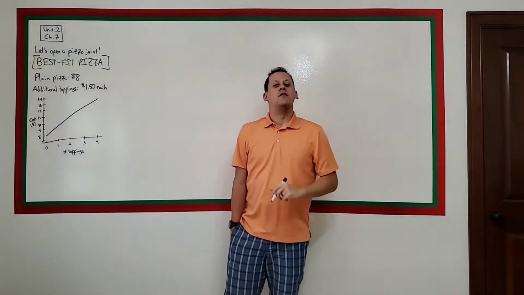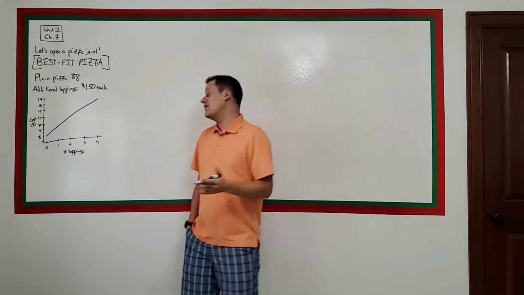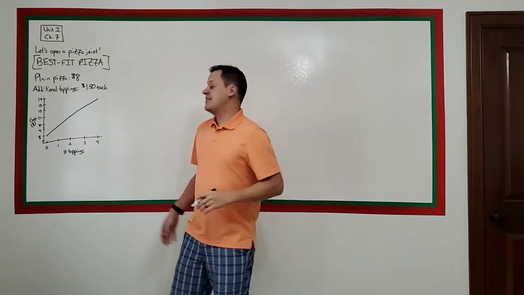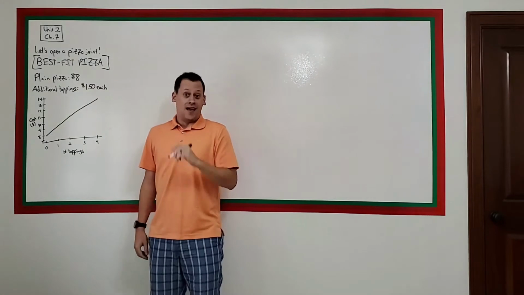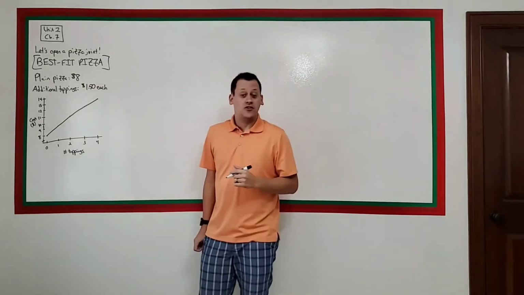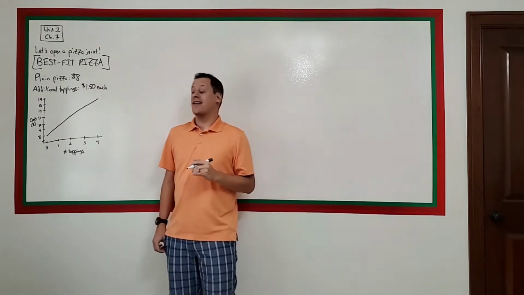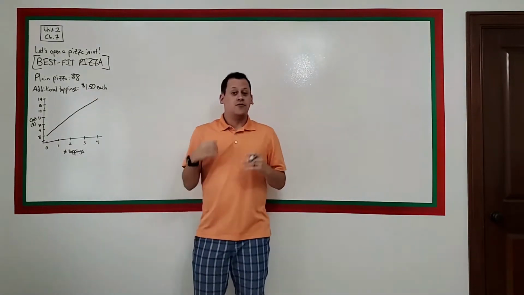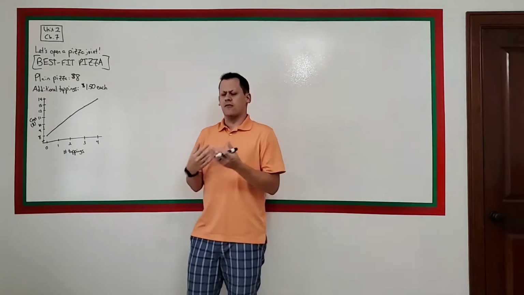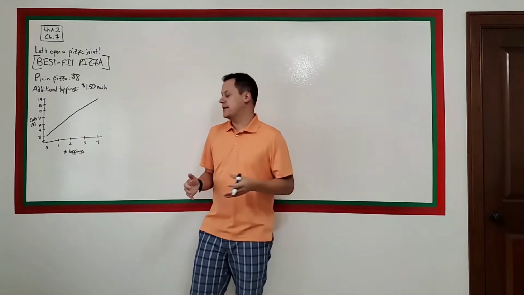We'll call it Best Fit Pizza. Why not, right? At Best Fit Pizza, you can get a plain pizza for $8. That's a heck of a deal. I don't think you can find too many pizzas for $8 anywhere nowadays. And you can get additional toppings for $1.50 each. There are a variety of toppings, they all cost $1.50.